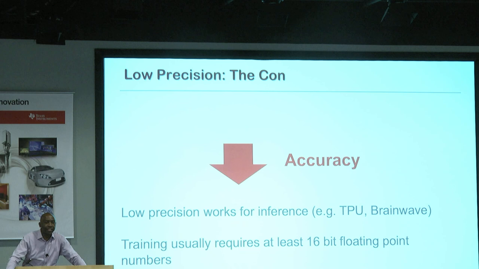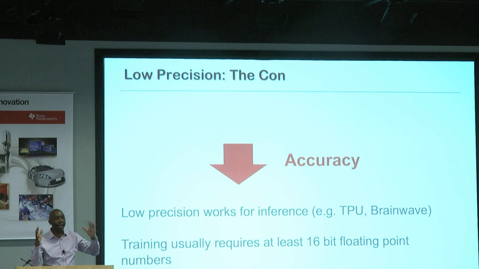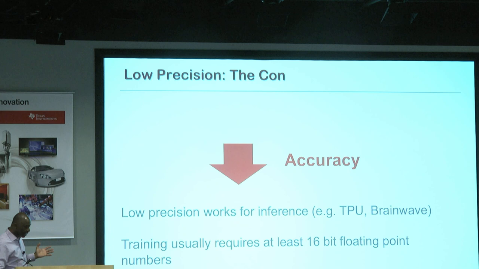Well, the thing about stochastic gradient descent is it's a fundamentally noisy algorithm. So it has some noise floor. So what happens is you can add noise to your computation, and if you don't affect that noise floor, then you're not going to affect the way that stochastic gradient descent works. So that's the key. And so it turns out that people think that you need 16-bit floating point to do training. That's the conventional wisdom.